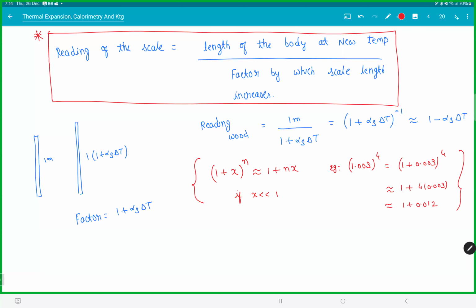If x is very small, you can use this binomial approximation. And like we know, alpha s delta T is small. What will be the reading for the copper rod?